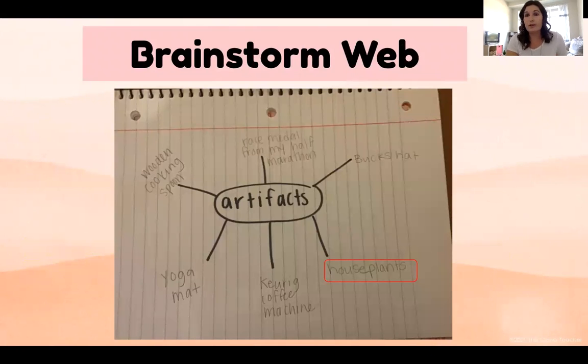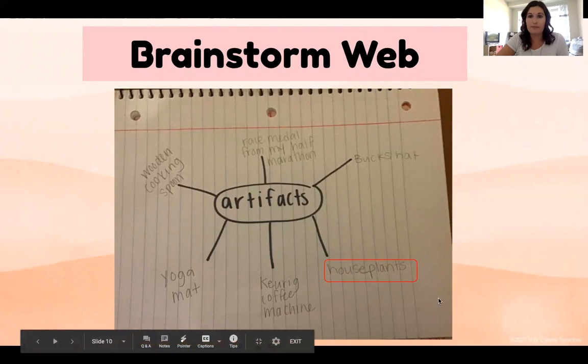So today, you're going to start off looking at your web, and you're going to pick your first artifact that you would like to focus on today. The other ones you will work on later this week. Today, you are just picking one artifact. In my example, I picked houseplants and I circled it on my web here.